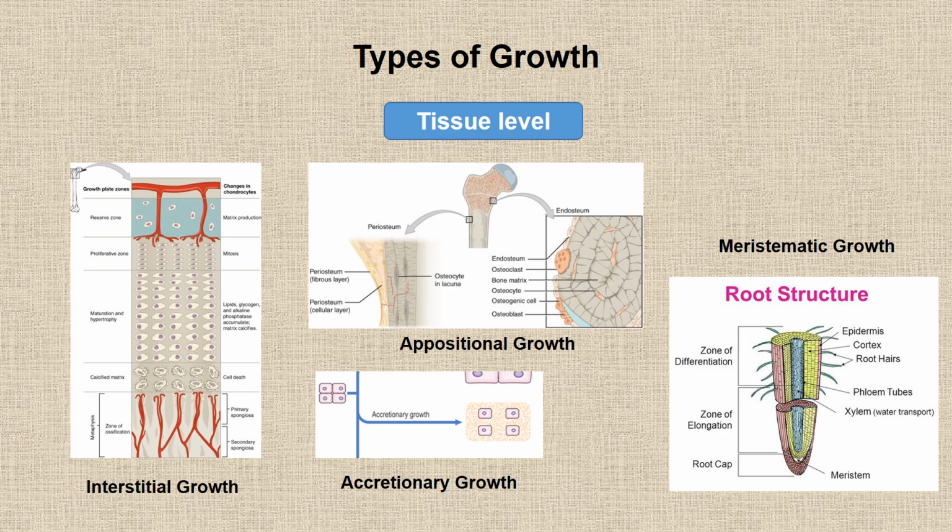Now, at the tissue level, we have interstitial growth, which results in lengthening of the bone. We have appositional growth, which results in an increase in thickness or diameter. We have accretionary growth, whereby the growth happens by the accumulation of interstitial tissue around the cells. And there is also meristematic growth, which normally happens in plants, whereby the growing tip lengthens the root structure.